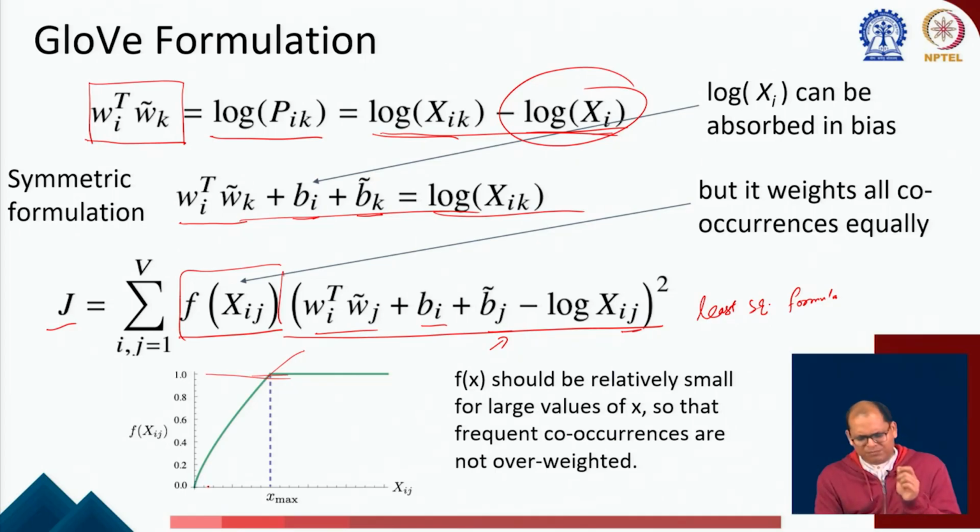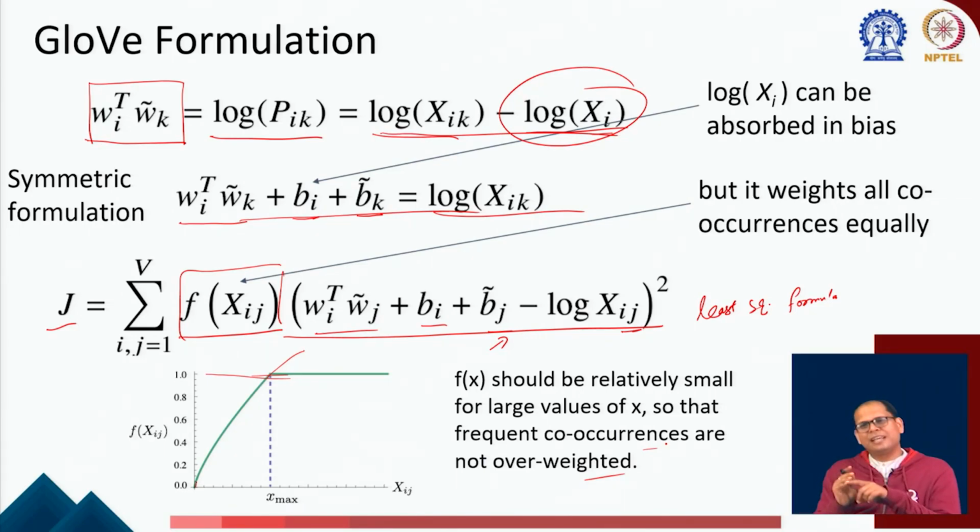And you do some trick for the lower co-occurrences, so you try to increase their say a bit more. So you don't overweight the frequent co-occurrences, and the low co-occurrences you give a little more weightage. So this is their objective function, and that's all.